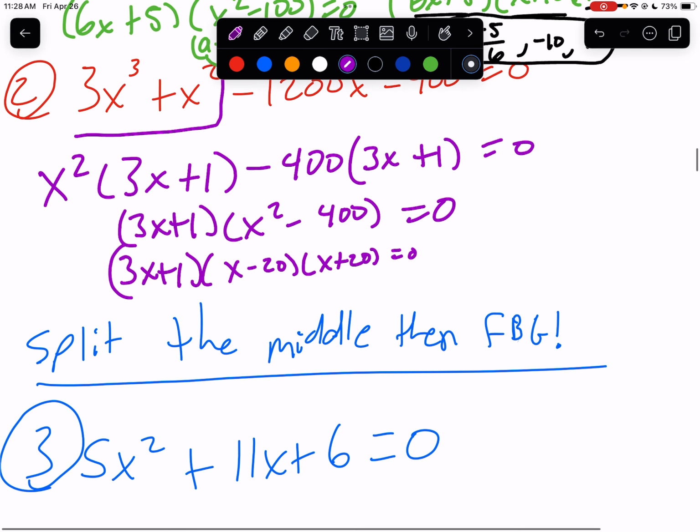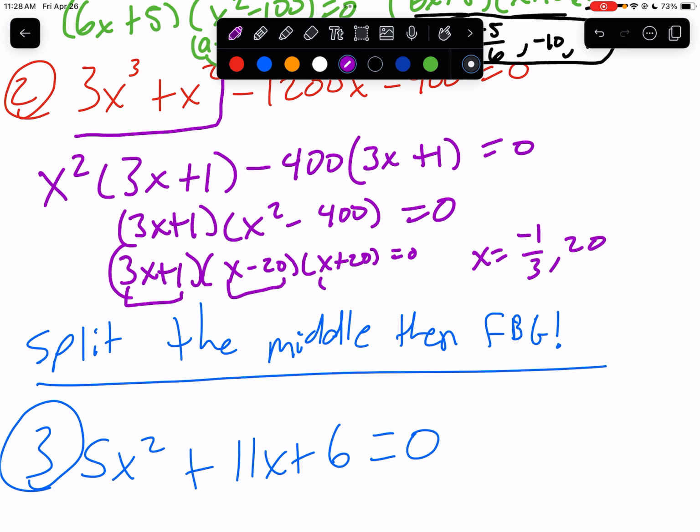And then we solve those. What would make that number 0? You would subtract 1, divide by 3. You would add 20, and you would subtract 20. That's how you make those numbers 0.